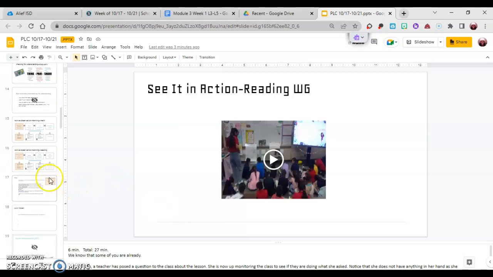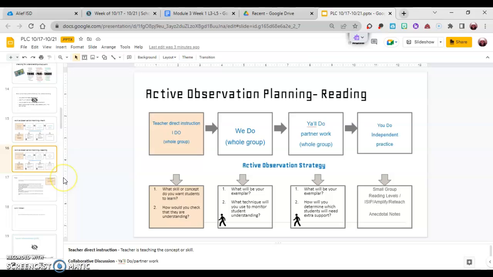What we're going to do is we're going to move deeper into what active observation looks like for reading, specifically focusing on the teacher direct instruction, which is the I do in the whole group. So when you're doing this, you want to kind of keep in mind what skill or concept do you want the students to learn. So for us, that's going to be, do I want my students to learn central idea this week?